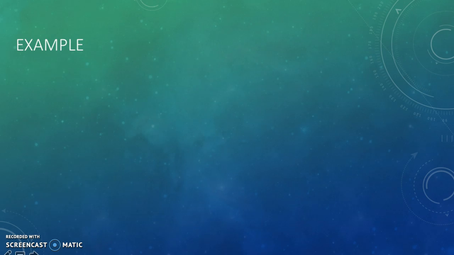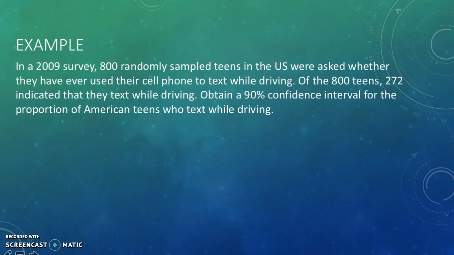But anyway, for this example, you have that 2009 survey of 800 randomly sampled teens in the US. Teens were asked whether they have ever used their cell phone to text while driving. Of the 800 teens, 272 indicated that they text while driving. We want to obtain a 90% confidence interval for the proportion of American teens who text while driving.